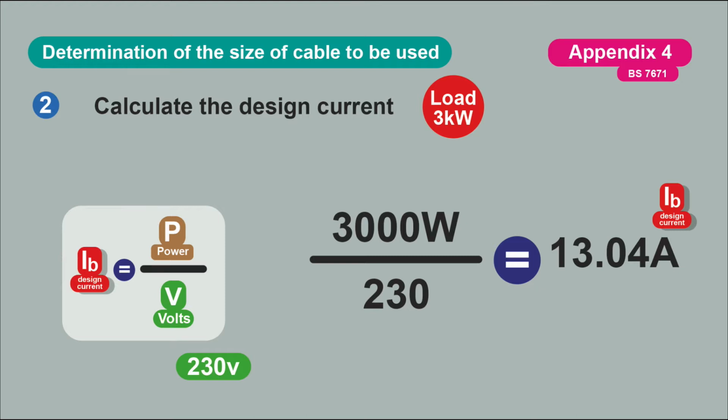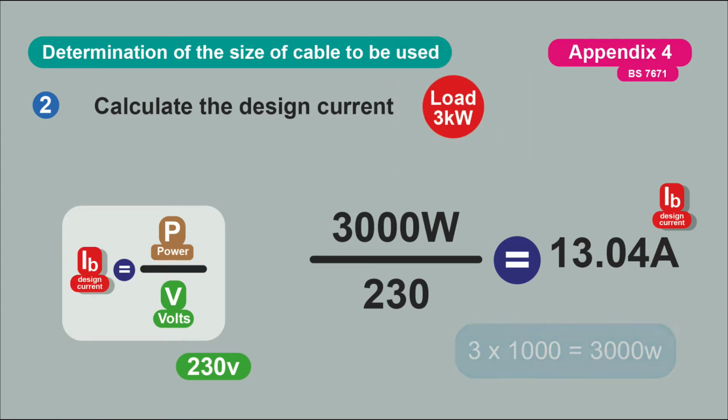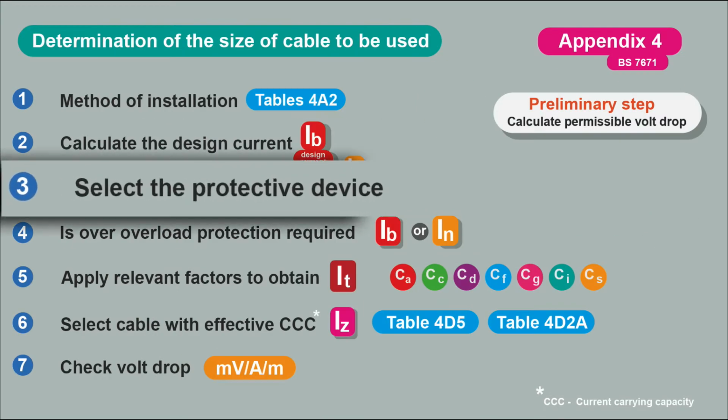And in this case, it's really simple because it's a fixed load. It's a 3 kilowatt load, so we have to convert that into watts, so that'll be 3000 watts, and we divide that by the voltage. The voltage is given at 230, so 3000 divided by 230 gives you 13.04. So our design current is 13.04 amps.